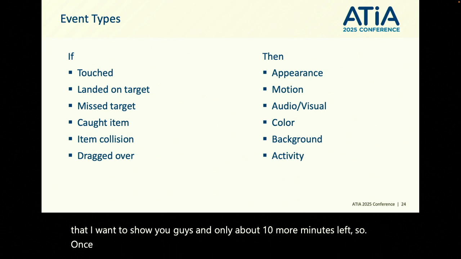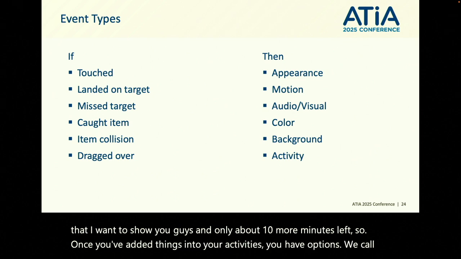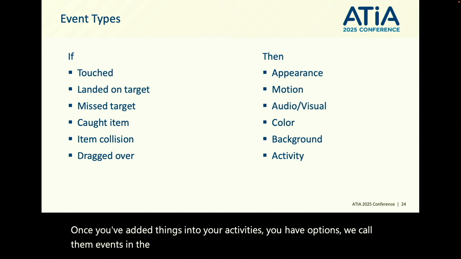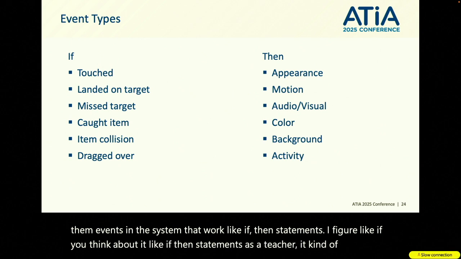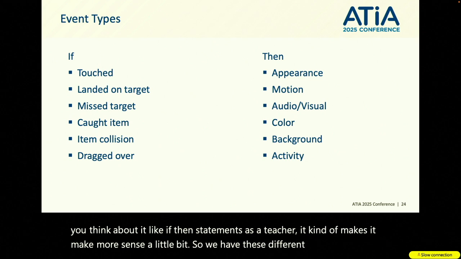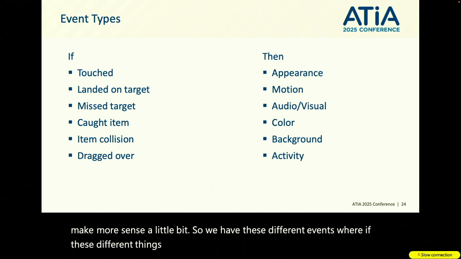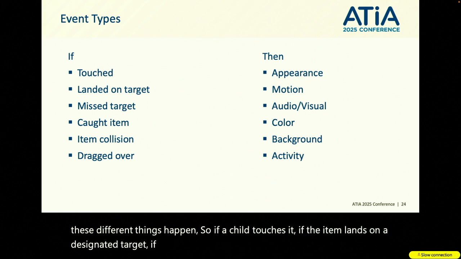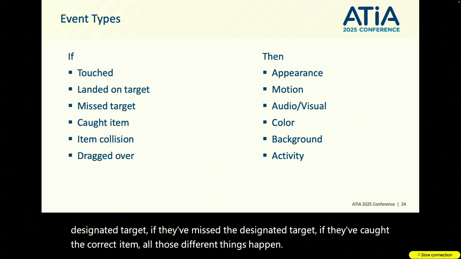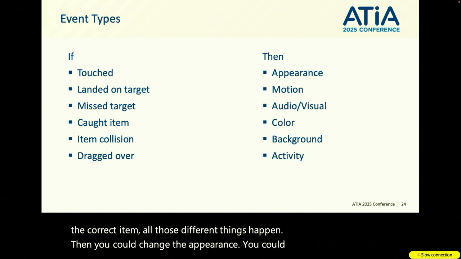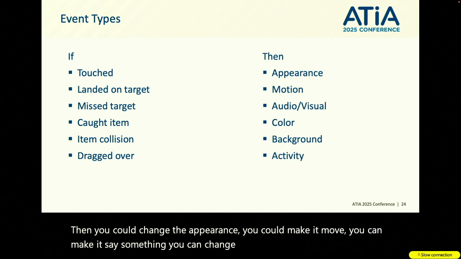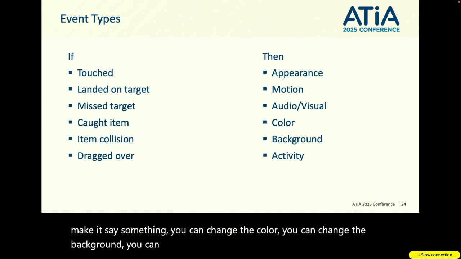Once you've added things into your activities, you have options, we call them events in the system, that work like if-then statements. If you think about them like if-then statements as a teacher, it makes a little more sense. So we have these different events where if a child touches it, if the item lands on a designated target, if they've missed the designated target, if they've caught the correct item, all those different things happen, then you could change the appearance, you could make it move, you can make it say something, you can change the color, you can change the background, you can even switch to a completely different activity.